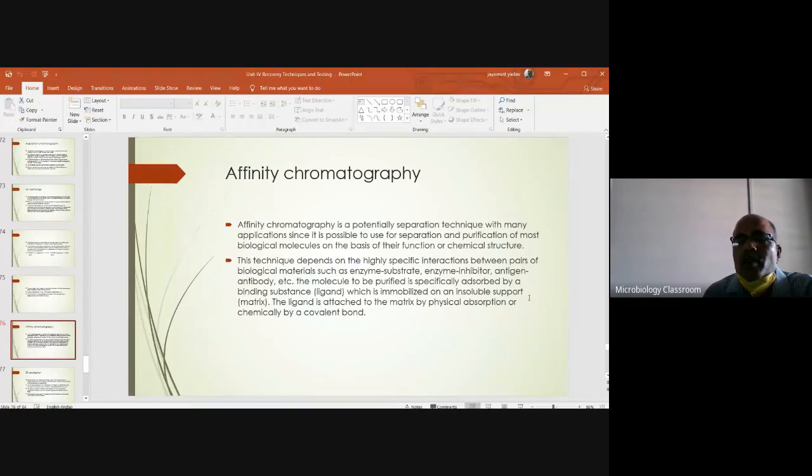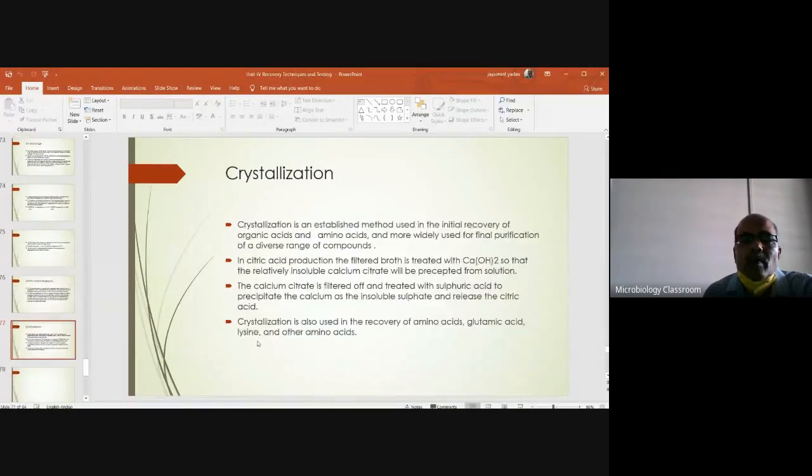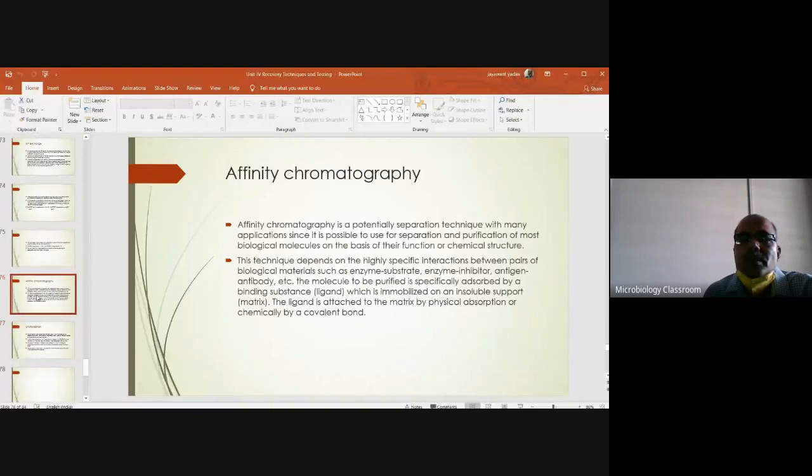Antigen and antibody, as all of you are aware, antigens are very specific. The molecule to be purified is specifically adsorbed by a binding substance, that is a ligand, which is immobilized on an insoluble support matrix. The ligand is attached to the matrix by physical adsorption or by a covalent bond.